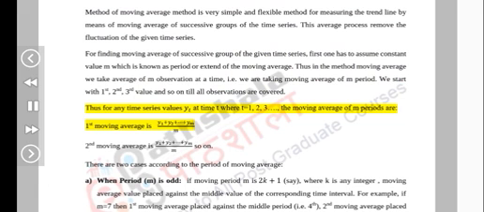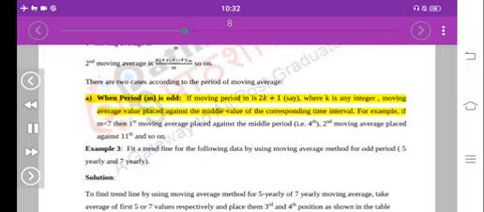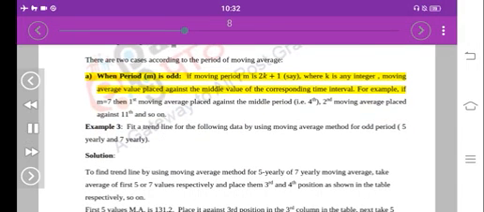Thus for any time series values yt at time t, where t equals 1, 2, 3, and so on, the moving averages of m periods are: first moving average equals (y1 plus y2 plus ... plus ym) divided by m; second moving average equals (y2 plus y3 plus ... plus ym+1) divided by m; and so on. There are two cases according to the period of the moving average. A. When period m is odd. If the moving period m is 2k plus 1, say, where k is any integer, the moving average value is placed against the middle value of the corresponding time interval. For example, if m equals 7 then the first moving average is placed against the middle period, i.e. fourth, the second moving average placed against the fifth, and so on.